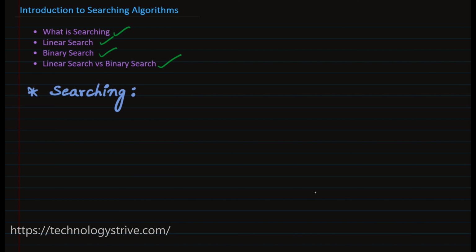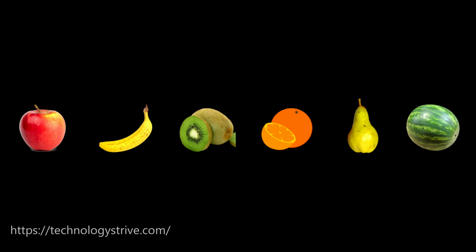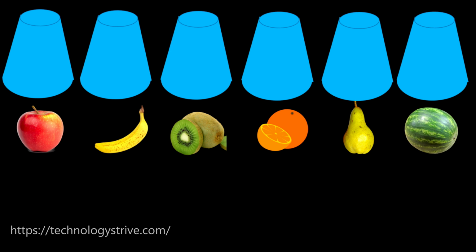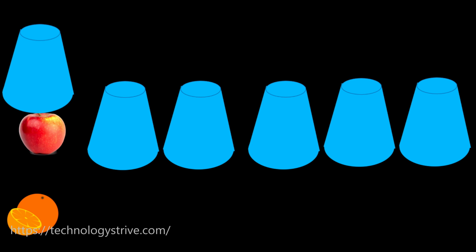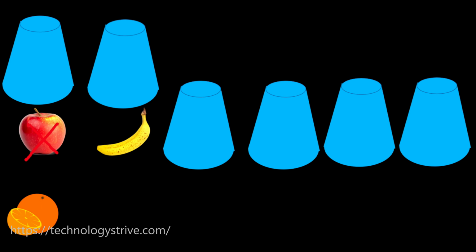To understand searching, let's play a small game. It is given that we have a set of fruits, and each fruit is hidden by a glass or a cup. The task is that we have to find out where the fruit orange is. Then how do we check? We go and open each and every cup and see what is inside. If it matches orange, our search is successful. If not, we go and open the next container.